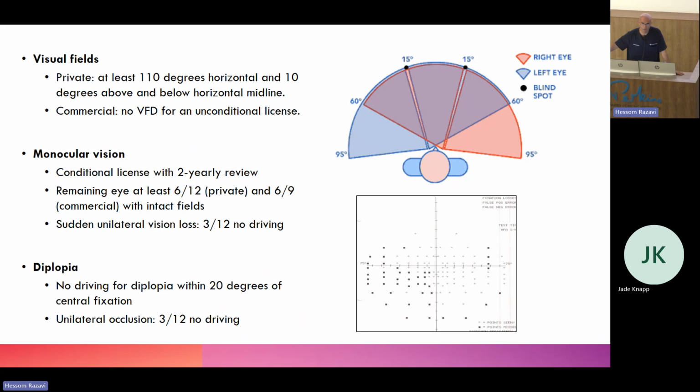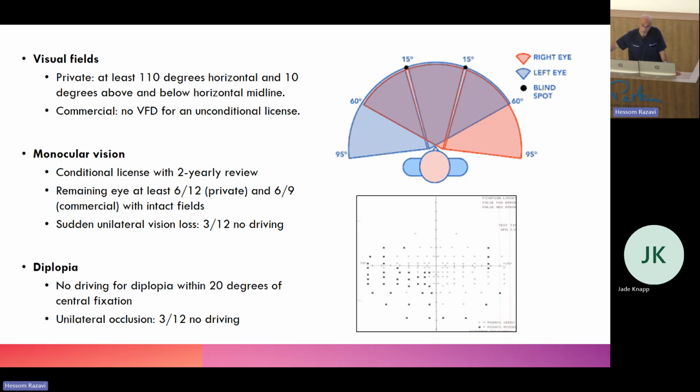So at least about half of that visual field has to be intact so you're safe on the road, right? You can see where you're going. So 110 horizontally and then 10 degrees above and below that horizontal midline. So 10 degrees up, 10 degrees down, and 110 across. That's for private driver's licenses. For commercial driver's licenses, you can't have a visual field defect. That's what VFD is. So no visual field defect for a bus driver, right? You don't want someone driving 50 people around and they've got a visual field defect.